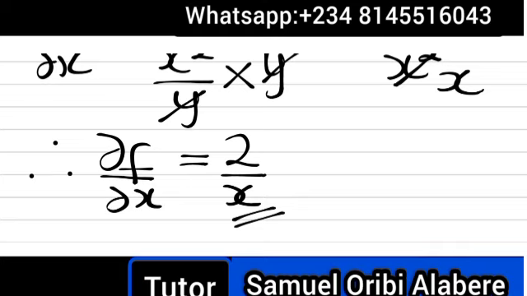So now that we have gotten the first part of the question, we are now going to move to the second part of the question, which tells us to find the partial derivative of f with respect to y.